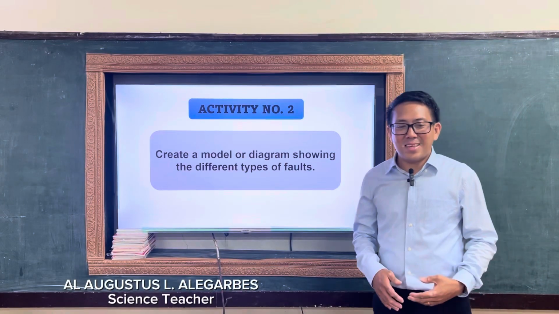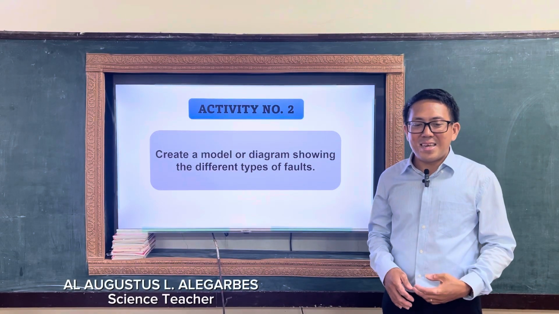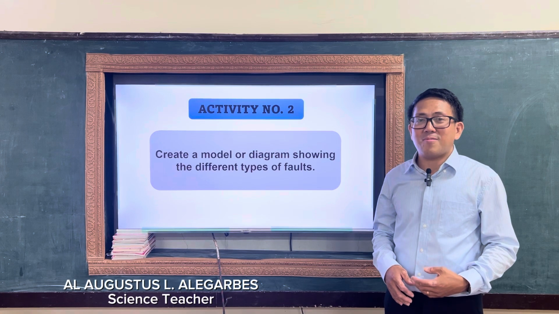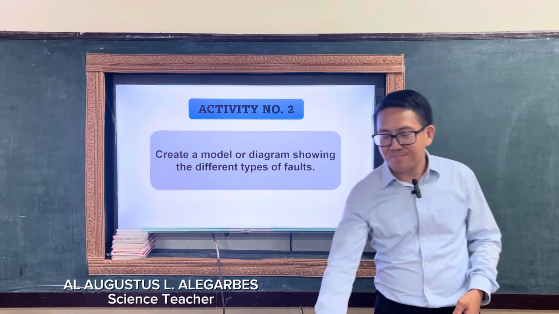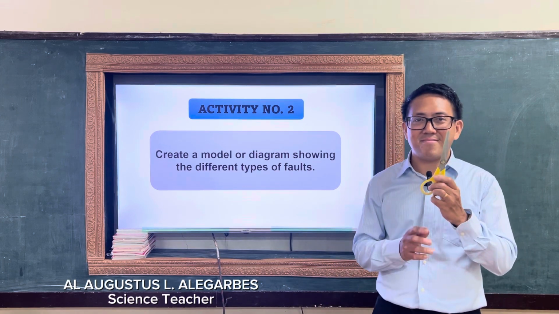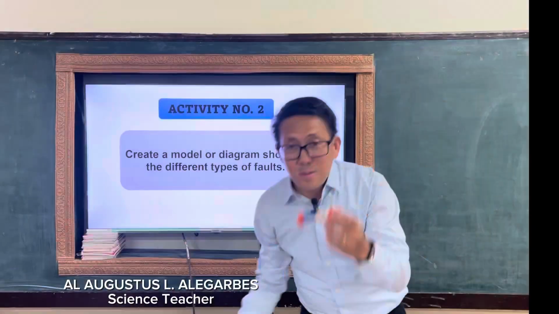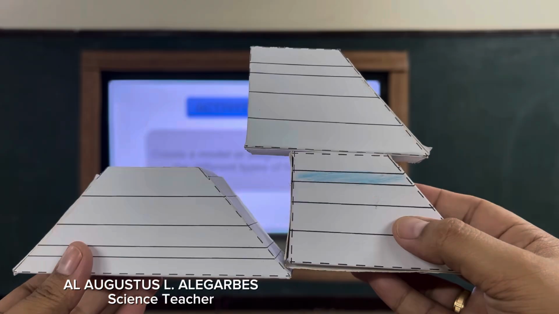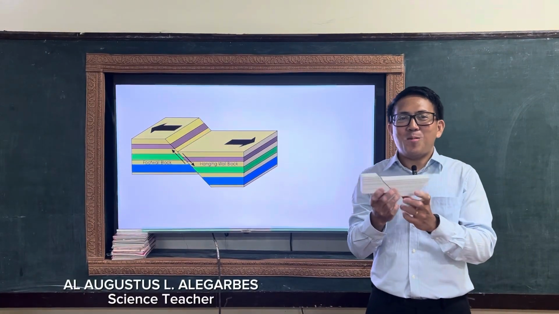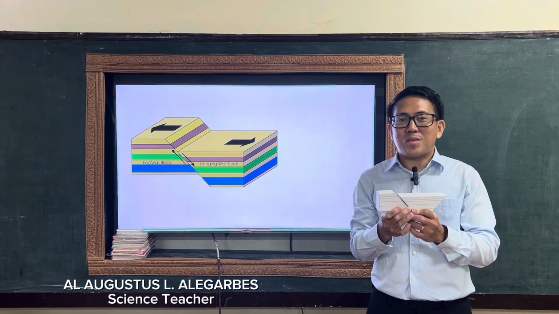For our next activity, we are going to create a model or diagram showing the different types of faults. The materials that we are going to need are the following: scissors, the pattern, glue, and folder. We have now our model. From the model that we created, we are going to identify the types of fault.